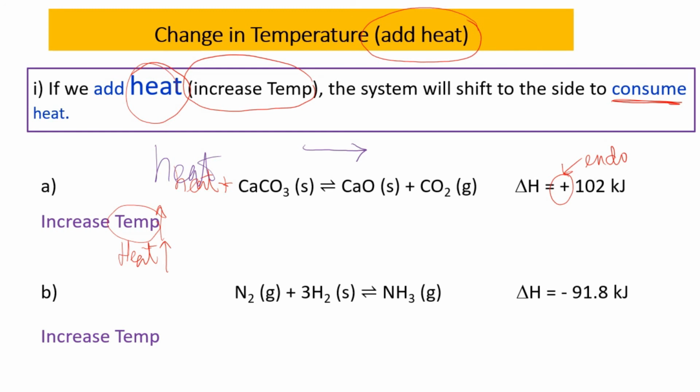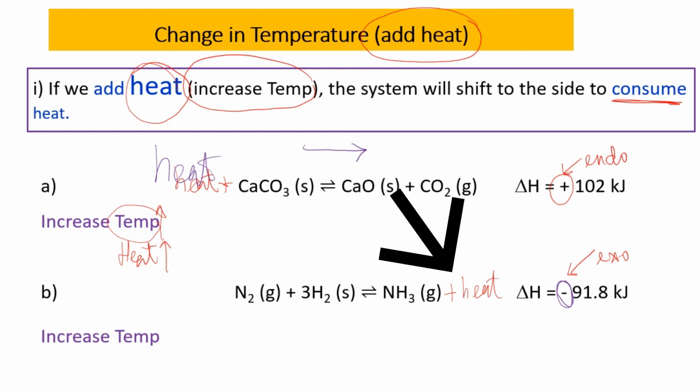Now how about B? B, the delta H is negative. So when the delta H is negative, this means this is an exothermic process. Exo means exit, going out. What is going out? Heat is going out. So heat is releasing from the process. So we should put the heat at which side? Left or right? Okay, should be right, because this is a product.